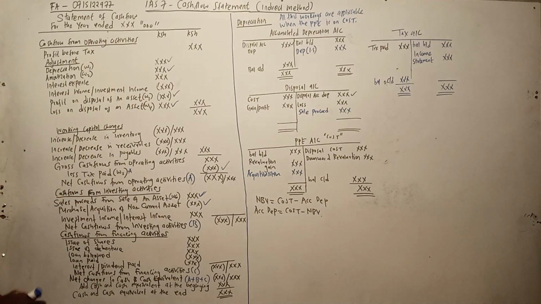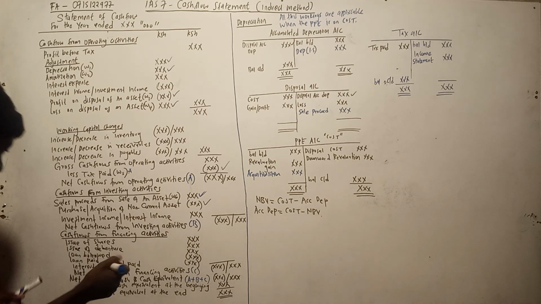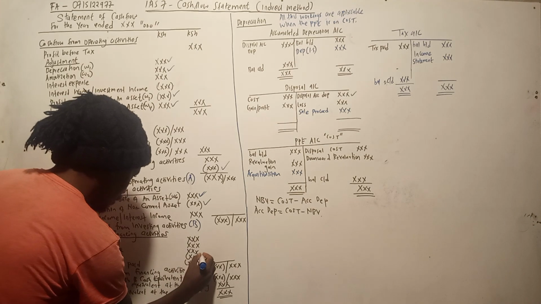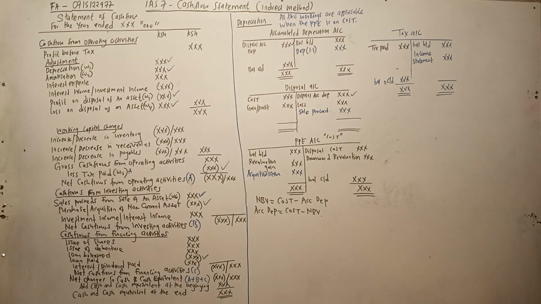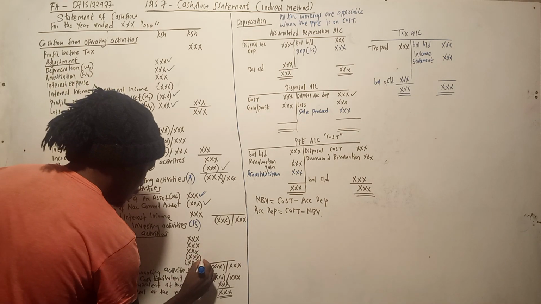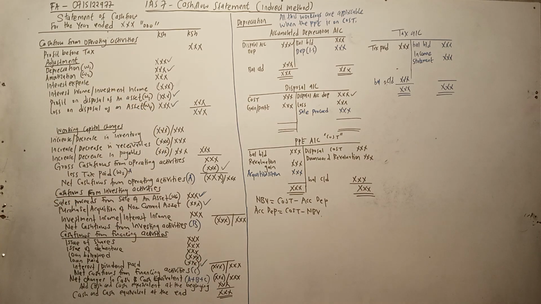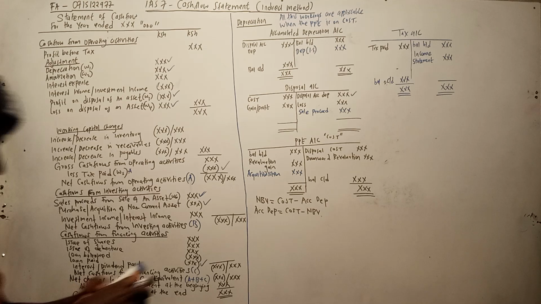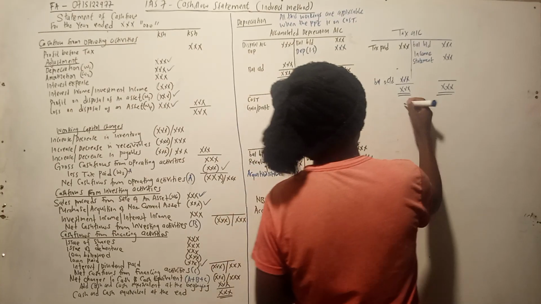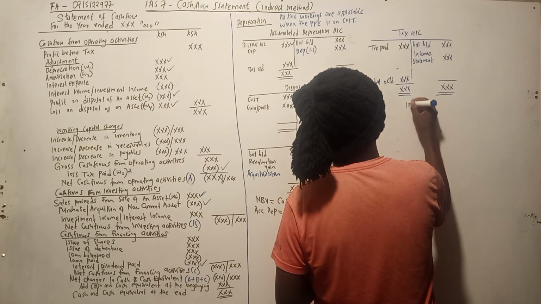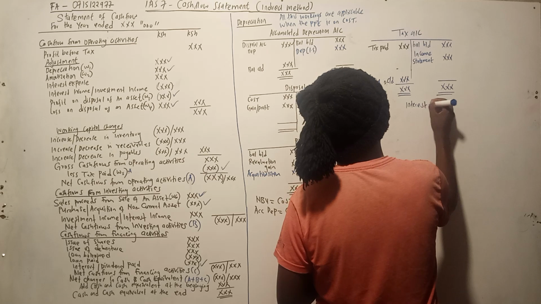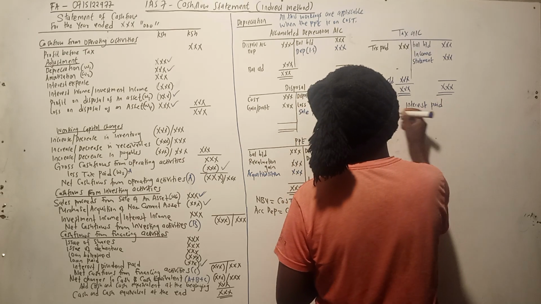Another working that we need is the interest paid and the dividend paid. I think that is the last working that we want. So you can say interest paid. Tunaanza na interest paid.